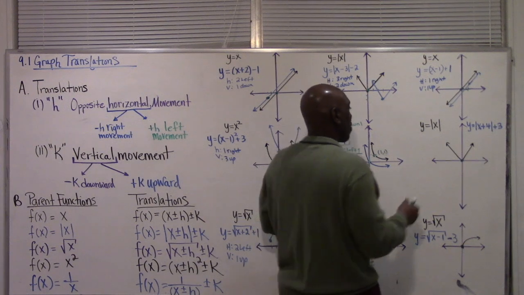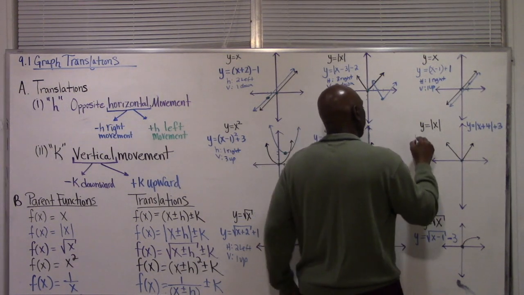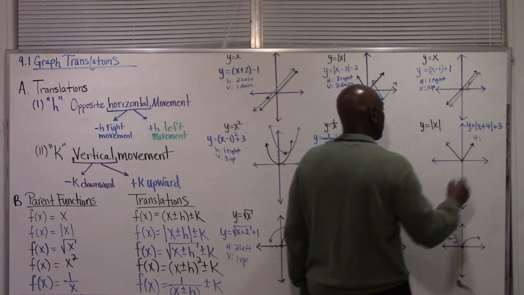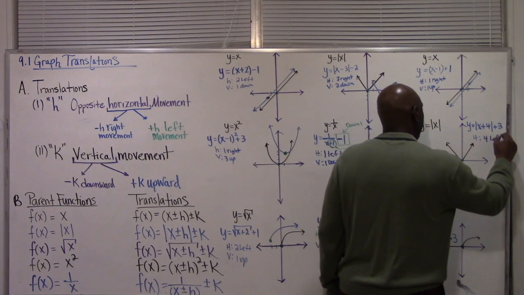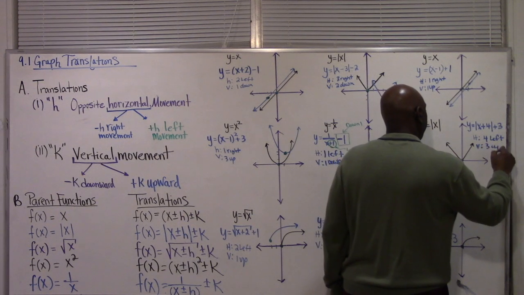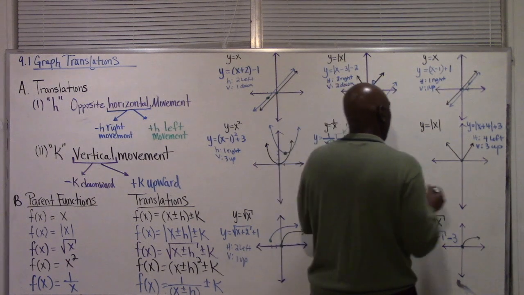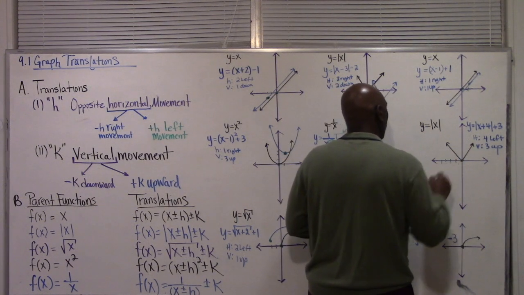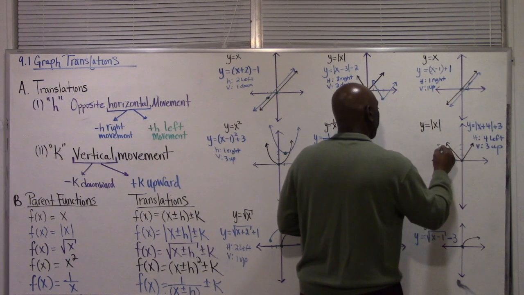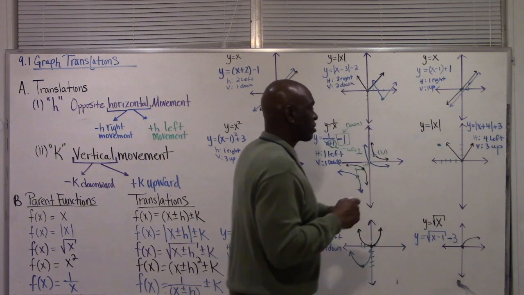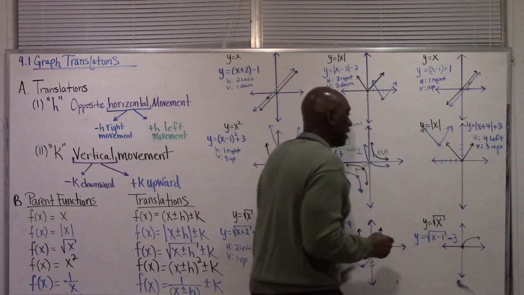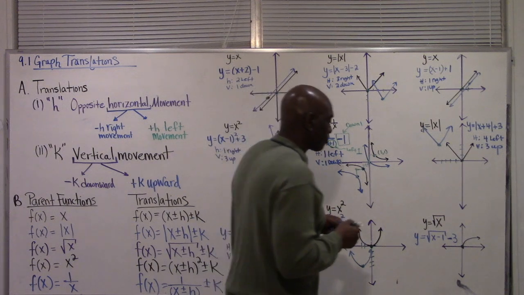All right. What about this one? What's our horizontal? Let me write it over here. The horizontal is 4 left. What's the vertical? Vertical is 3 up. Let's go 4 left. 1, 2, 3, 4. Let's go up 3. 1, 2, 3. 4 left, up 3, puts it right there. Now sketch it. Okay, that's done.